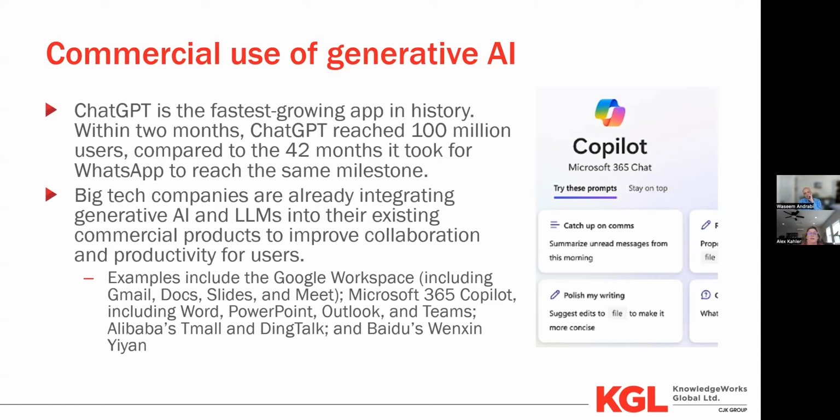These examples include Google Workspace, including Gmail, Docs, Slides, Google Meet, and the Microsoft 365 Copilot, including Word, PowerPoint, and Outlook, and various other commercial applications. So, here's a screenshot from Microsoft Copilot, and the link right there, Polish My Writing. So this is now integrated into the tools that a lot of authors and researchers are using.